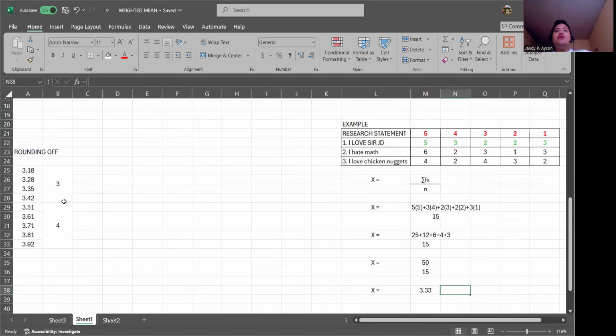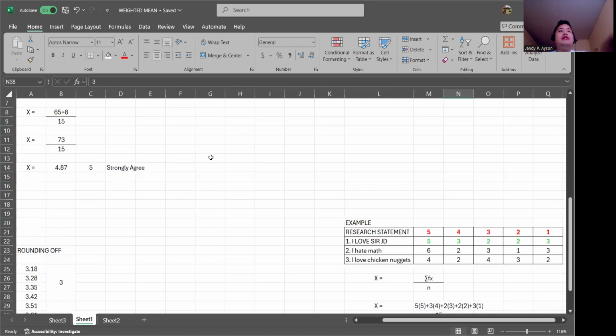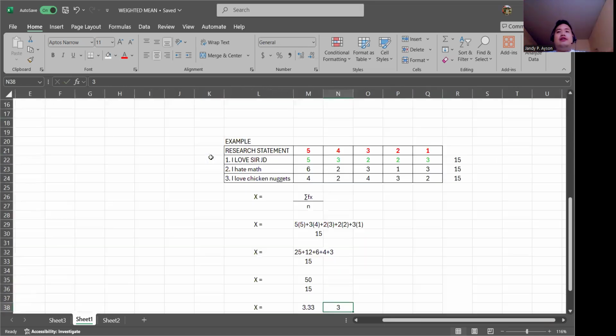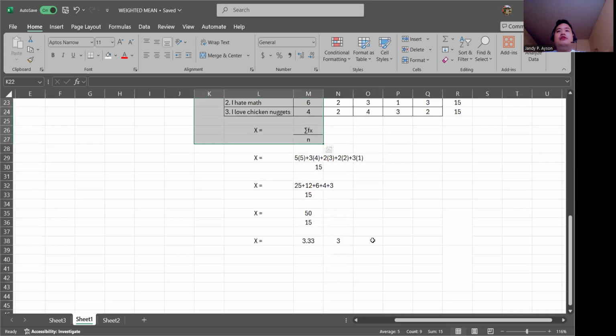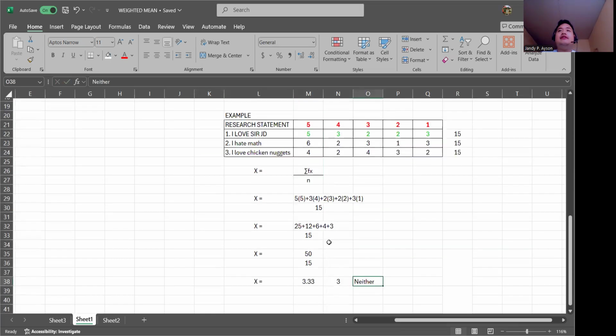Kapag less than 5, retain its value. So the answer would be 3. And then, anong ibig sabihin ng 3 base sa table natin? Neither. So, neither yung magiging descriptive interpretation natin. Ayan. Okay, nuggets ba? Napakadali lang ng ating weighted mean.